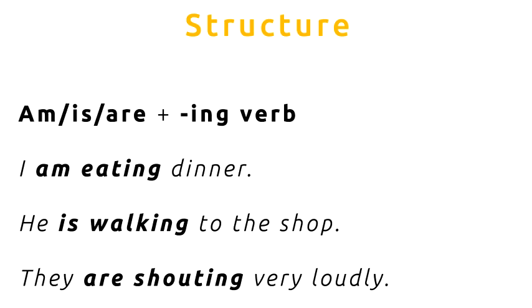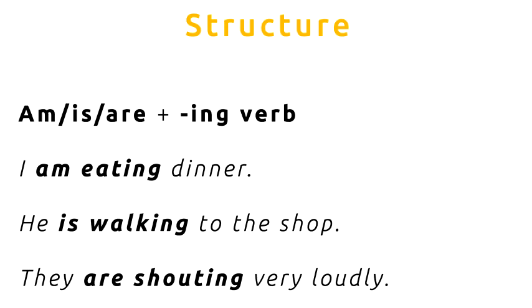Now let's look at the structure of the present continuous tense. The structure is quite simple. For the present continuous, we use am, is, or are plus an ing verb. For example, I am eating dinner. He is walking to the shop. And they are shouting very loudly. So you can notice am, is, are plus the ing verb.